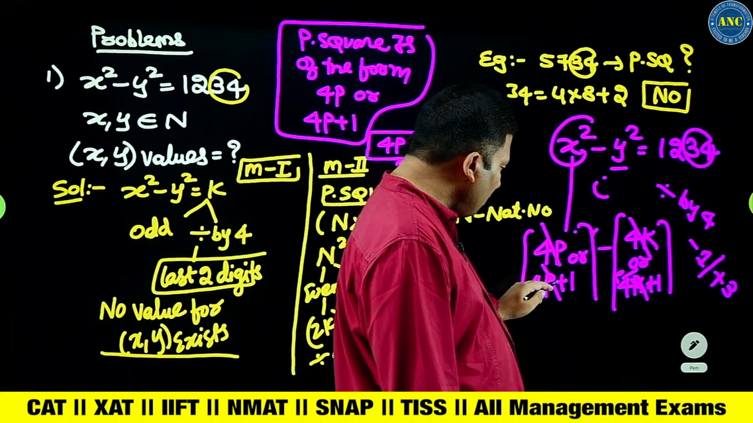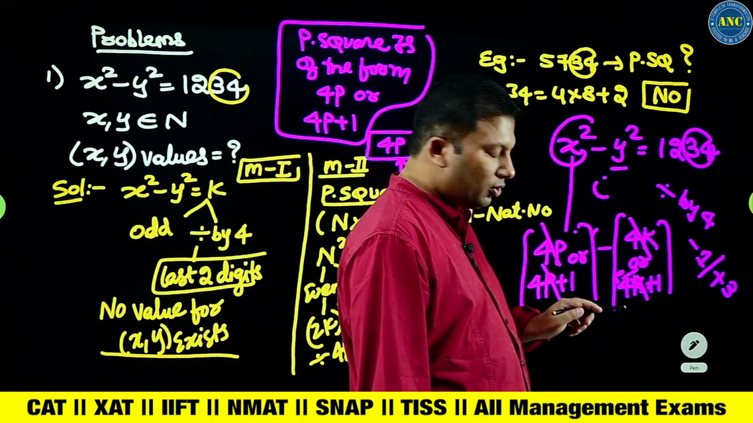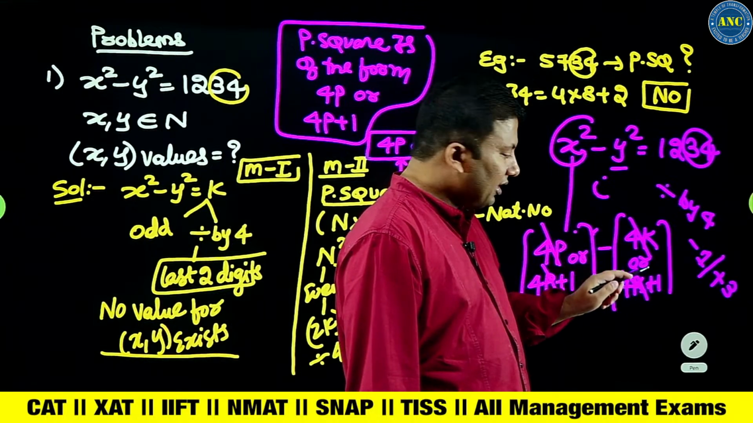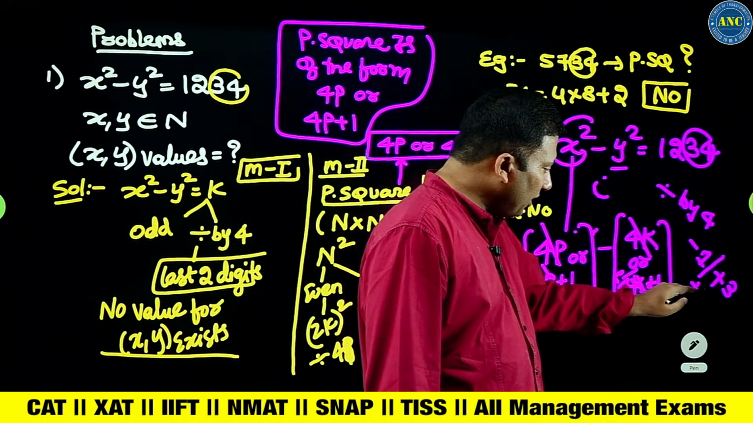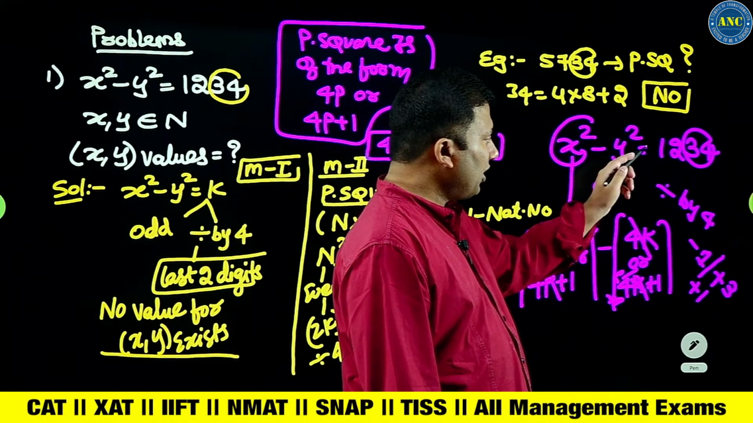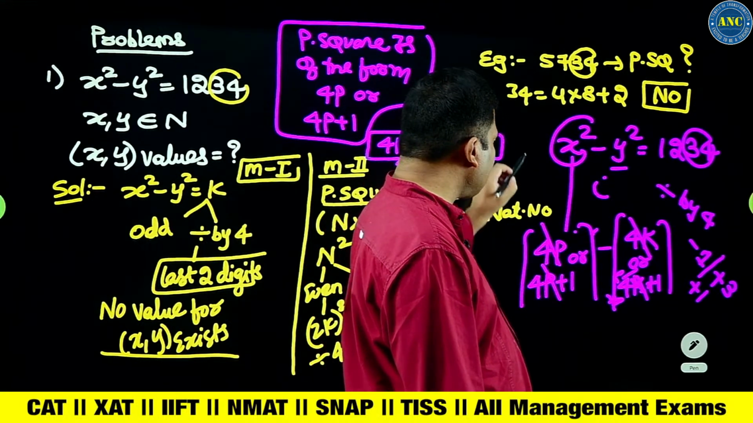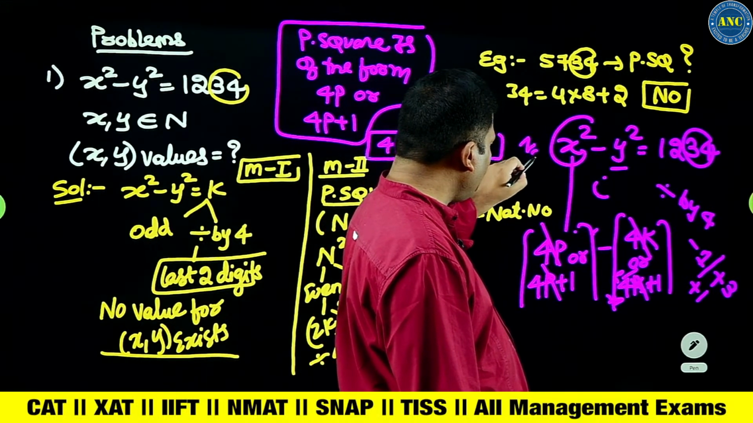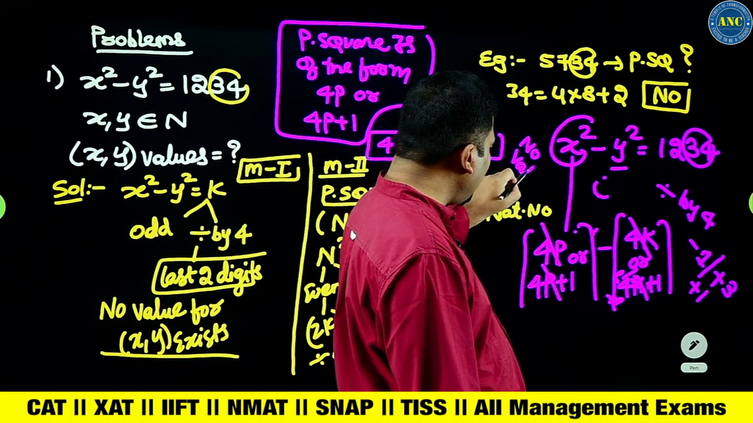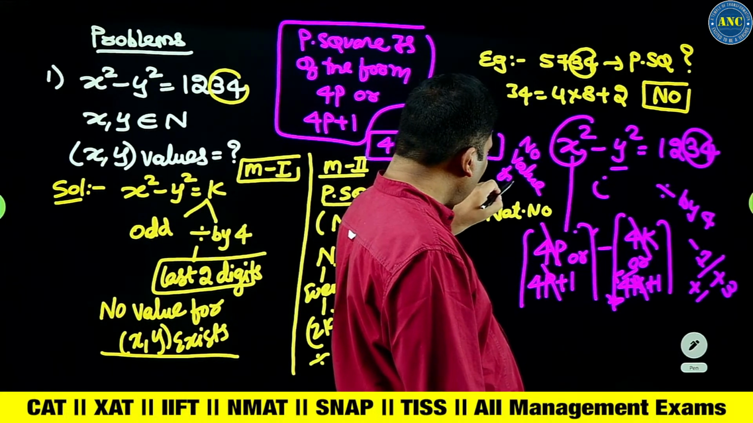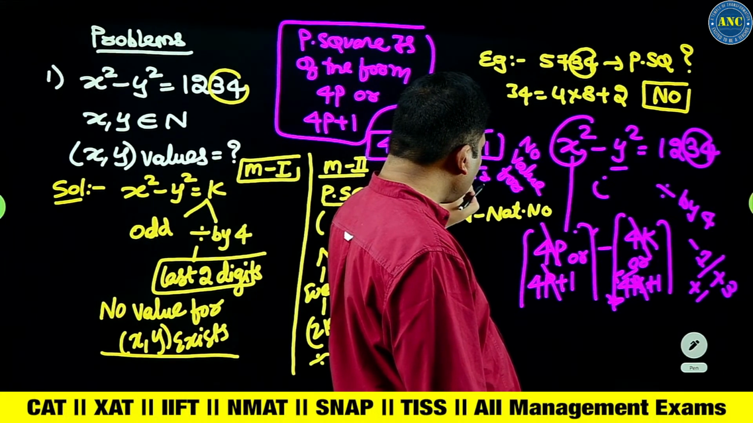Not possible. 4p plus 1 minus 4k: 4p and 4k cancel out. It is plus 1 remainder. Plus 1 remainder, but the question is plus 2. All the cases are out. So the answer is no value. This is the advanced way of solving the question. No value for x, y.